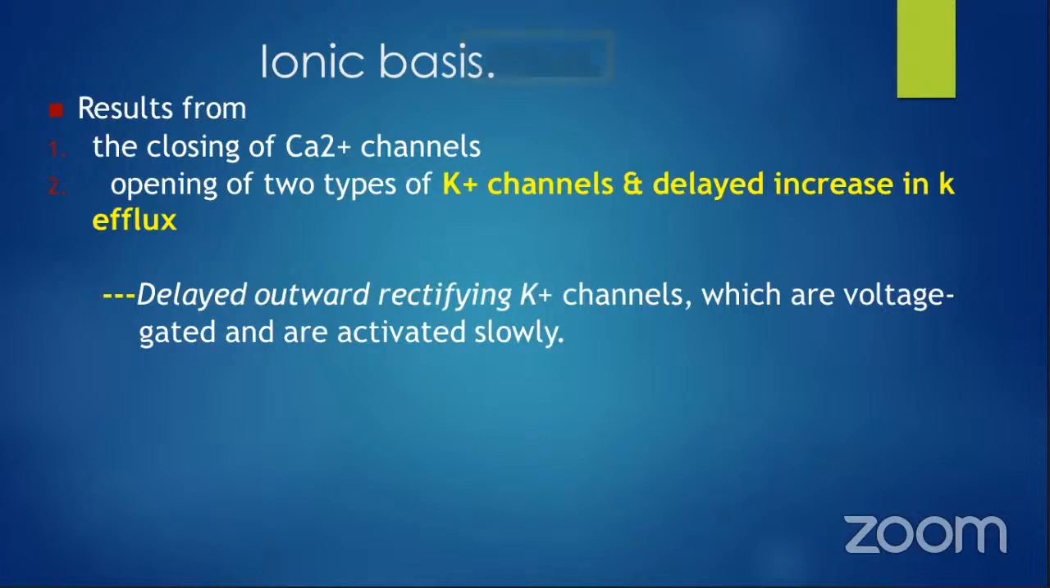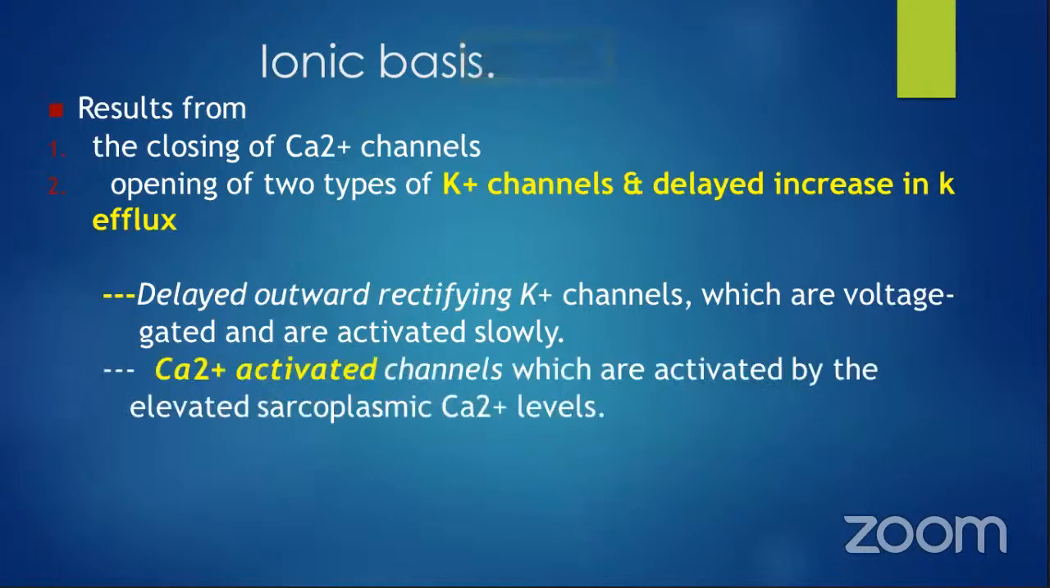So two channels are there. The first type of potassium channel which is opened during this phase is the delayed outward rectifying potassium channel, promoting potassium efflux. The second type are calcium activated potassium channels, which are activated by elevated sarcoplasmic calcium levels. Both will be opened so that there is potassium efflux.